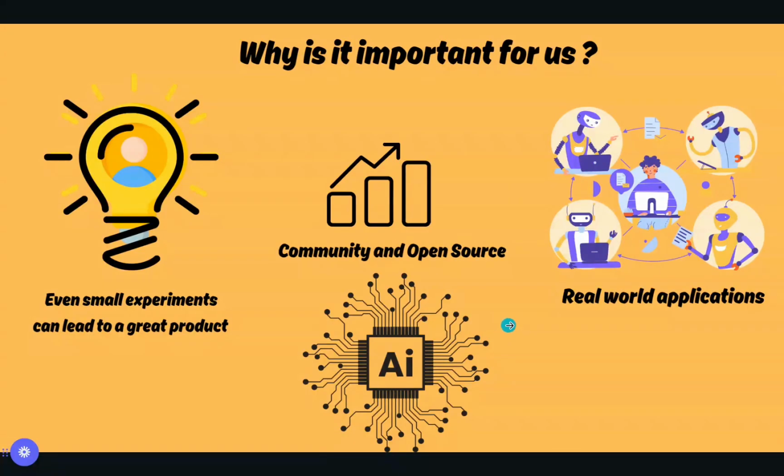Let's see why it is important for us, why we need to use this framework and what we can do through it. To answer this question, I have 3 points. The first: even small experiments can lead to a great product. If you start experimenting with this framework, you can think of anything which requires human interference and build an agent for it, build 3 or 4 agents and combine them to work together, and these small experiments could lead to a great product.